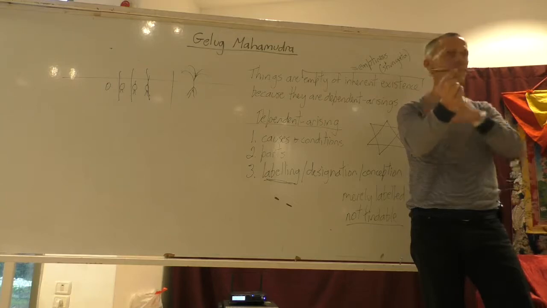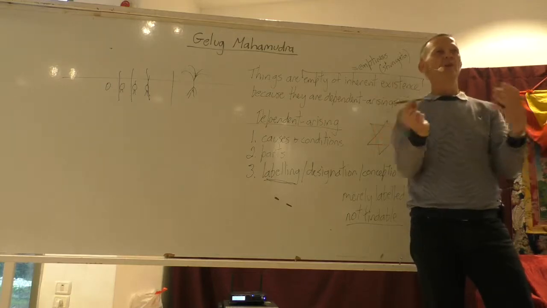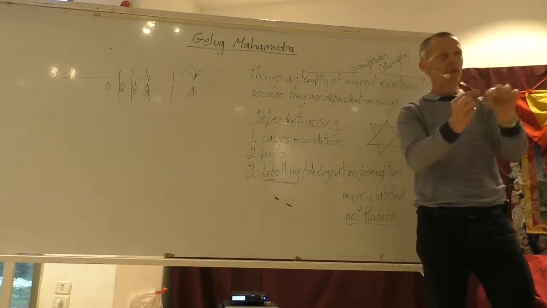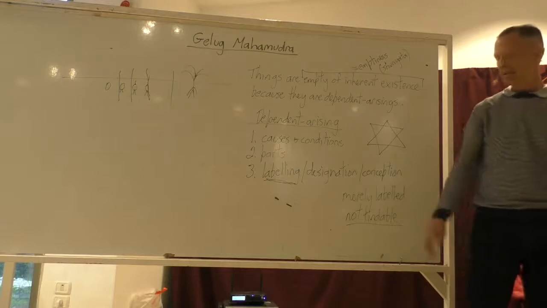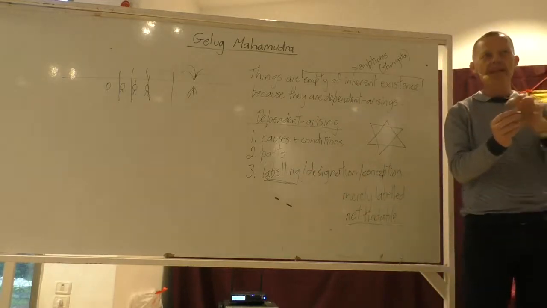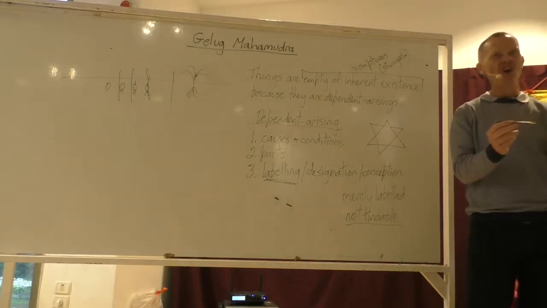From its own side, none of those things. From the side of the observer, all of those things. We bring the pen into existence. There's no pen to be found here. So therefore, pen is merely labelled depending on the collection of the parts. So the pen is not the collection of the parts.